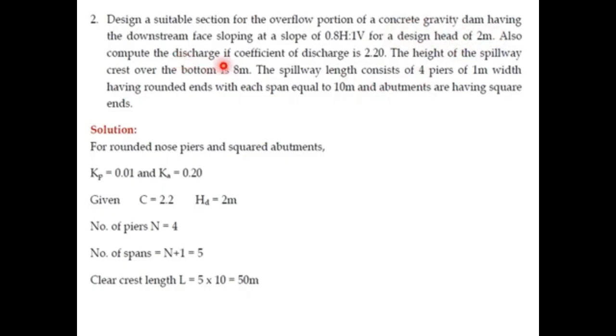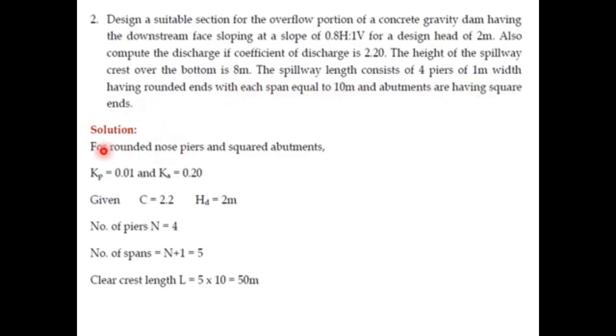In the previous problem, the discharge was given. Here, we are told to compute the discharge if the coefficient of discharge is 2.2. The height of the spillway is 8 meters. The spillway length consists of 4 piers of 1 meter width having rounded ends, with each span equal to 10 meters, and the abutments have square ends.